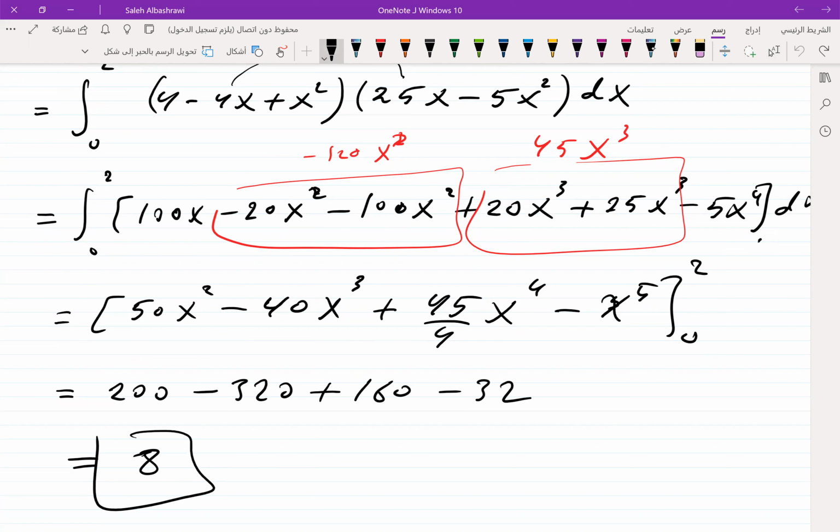So this is how to find the flux using the divergence theorem, just converting the surface integral to a volume integral and evaluating the integration with respect to z, y, and x, and that's it.